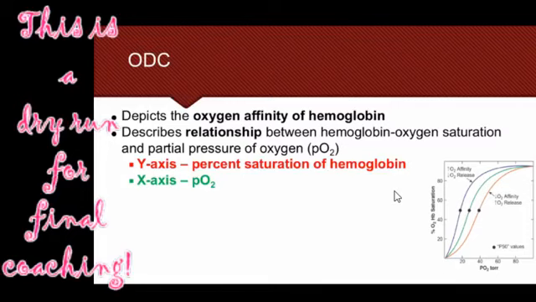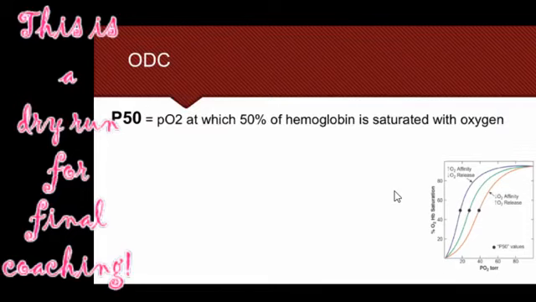Bakit ba may dots dyan? Yung dots na yan ay yung tinatawag nating P50. So, ito pong P50 value na to ay yung pressure ng oxygen kung saan 50% daw ng hemoglobin ang nasa-saturate or napupuno ng oxygen. No? Parang sinasabi mo gaano kataas dapat ang oxygen pressure para mapuno mo ang isang hemoglobin molecule ng 50% oxygen.